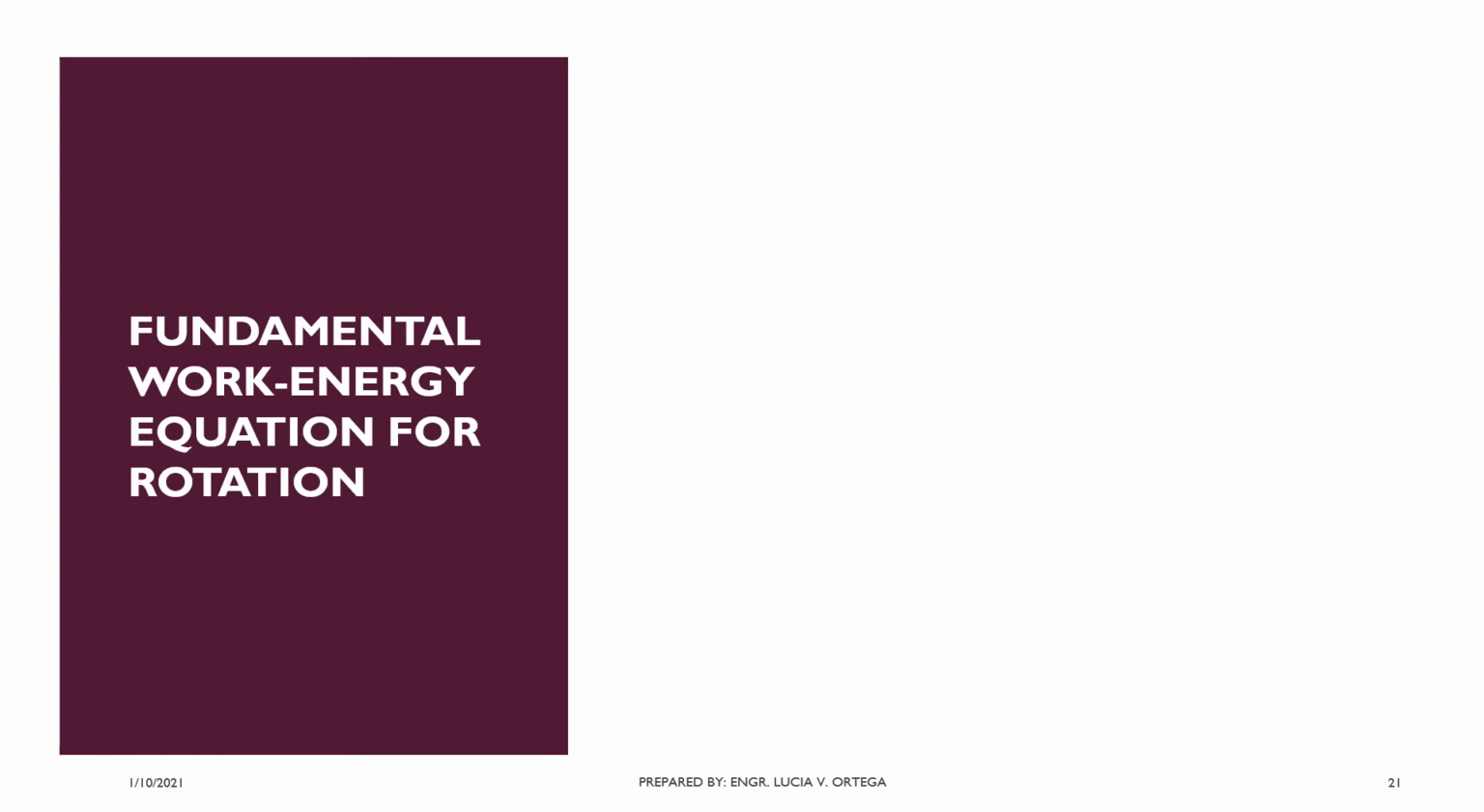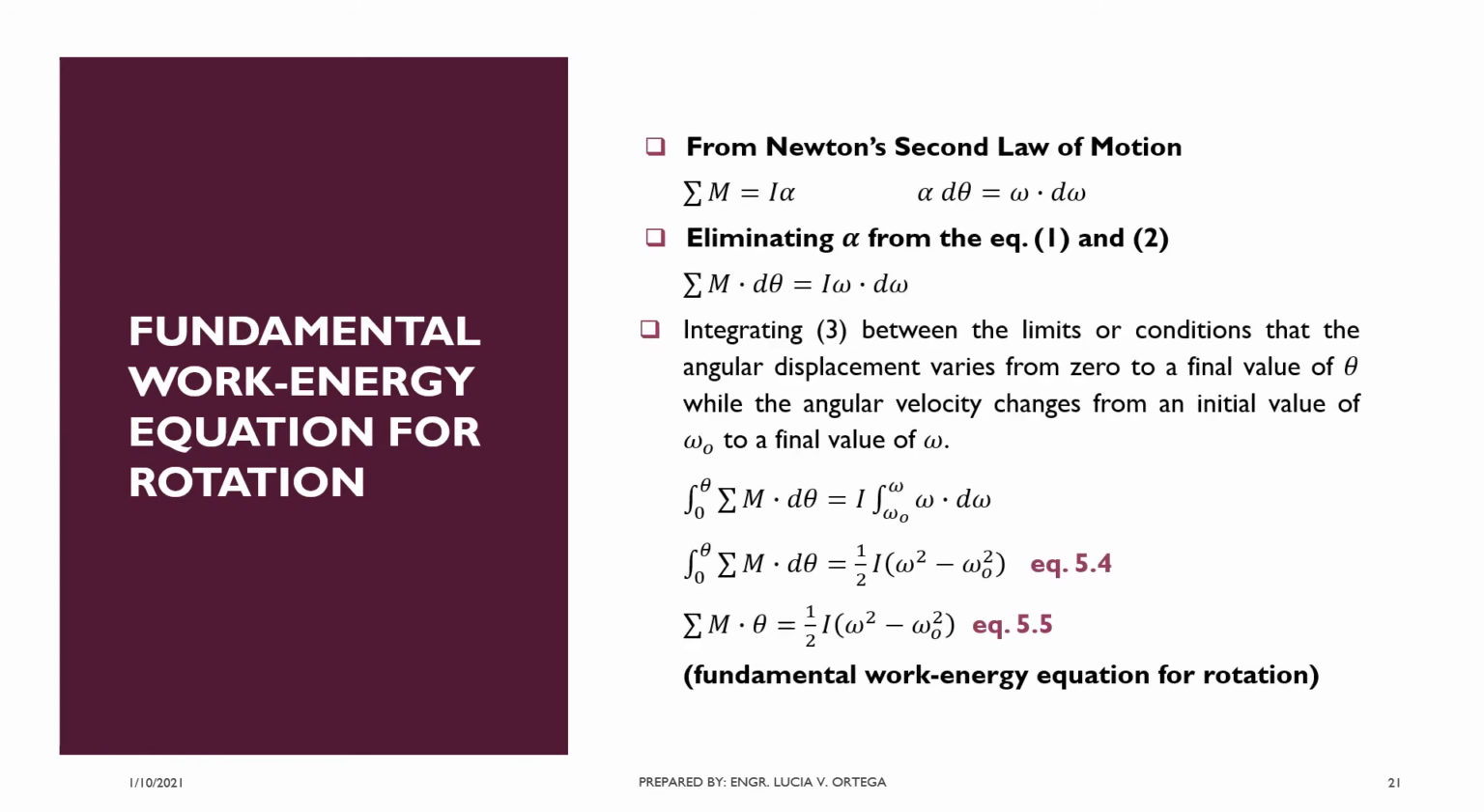Okay, now let's apply the work energy equation for rotation. From Newton's second law of motion, the net moment acting on a body is equal to I alpha, I being the mass moment of inertia and alpha the angular acceleration. And alpha times d theta, the angular displacement, is equal to omega, the angular velocity, times the differential angular velocity. So that is a similar equation.